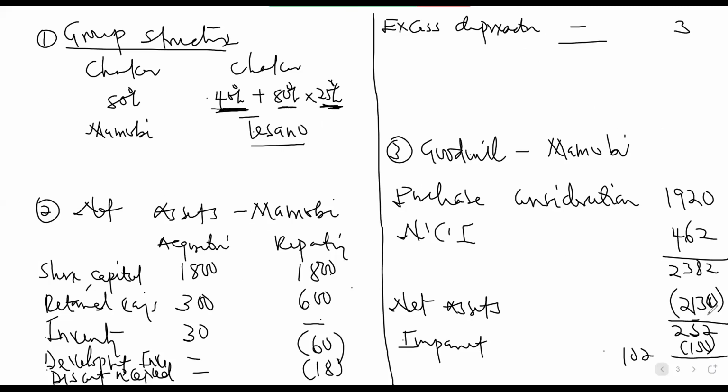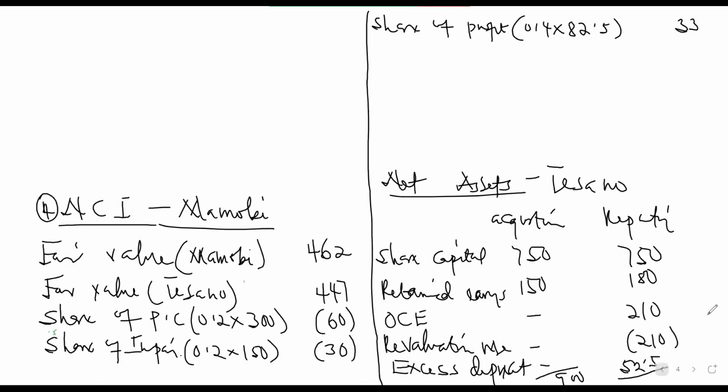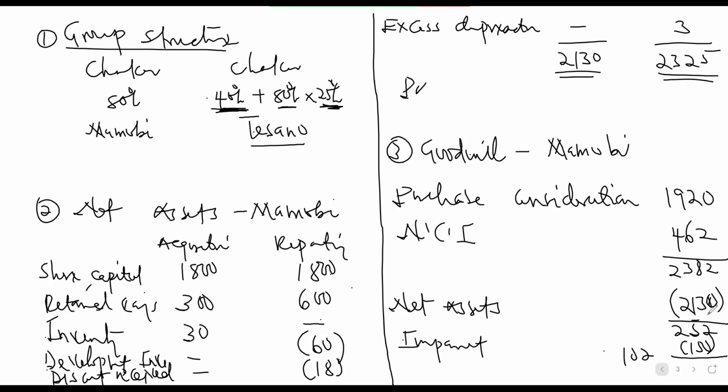What is the net asset over here? We have 2130. And this was 2325. I'm sure I'm correct. Is that correct? Please, can we confirm that? All right. So 2325. What is the difference? 195. Okay, so that'll be 195.